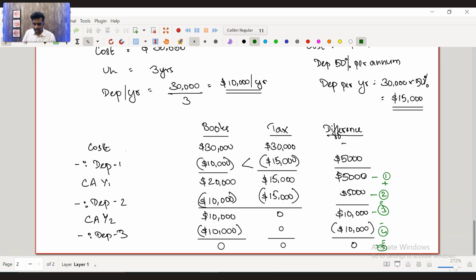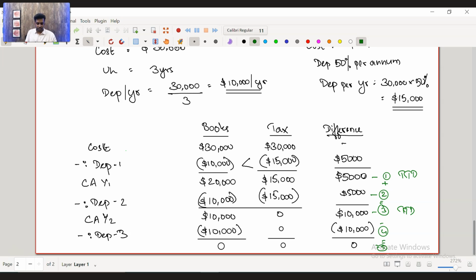See, as per tax, you are allowed to claim a depreciation expense of 15,000 in year 1. But as per your books, you are claiming an expense of only 10,000. When you claim more expense, your profit will be lower, so your tax will be lower. But since you are paying less tax today, you might pay more tax tomorrow. So this will become a taxable temporary difference. In the same way, this will also become a taxable temporary difference.